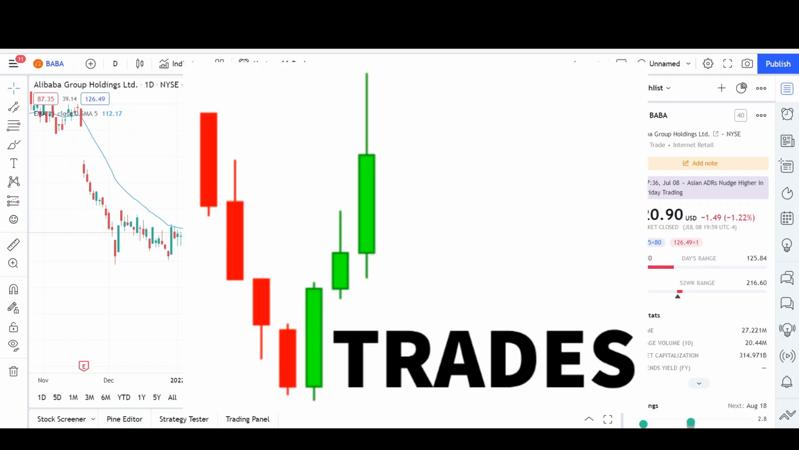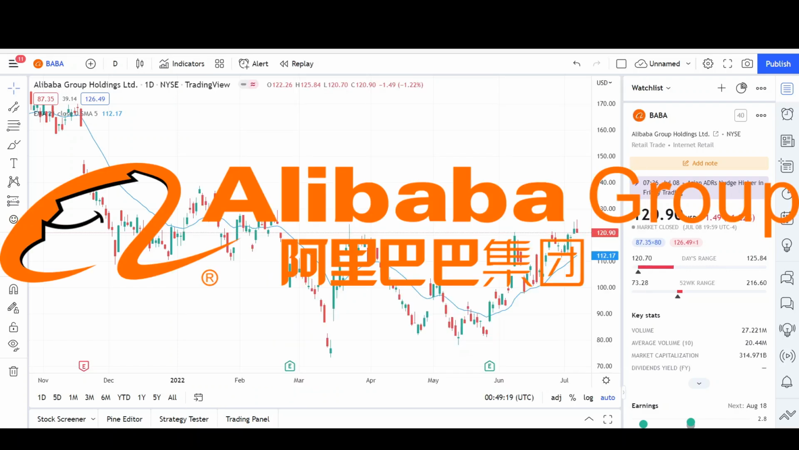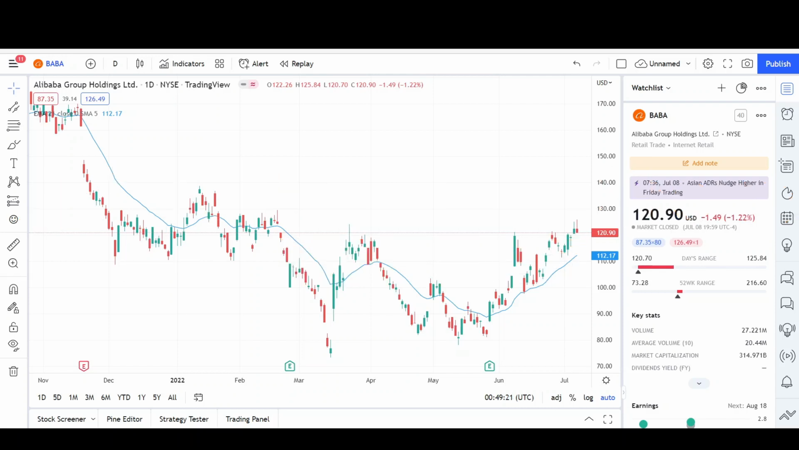What's up traders, this is Vee Trades and today I'll be doing a technical analysis breakdown for Alibaba with the ticker symbol BABA.